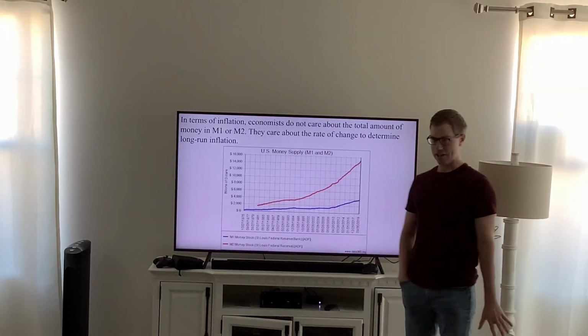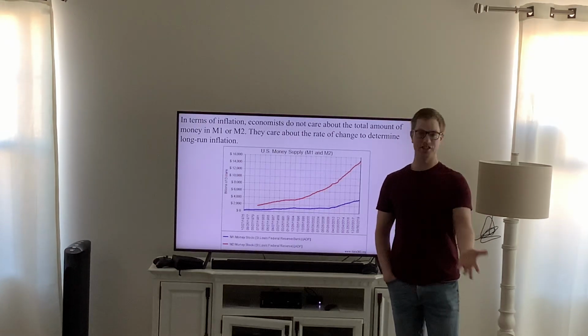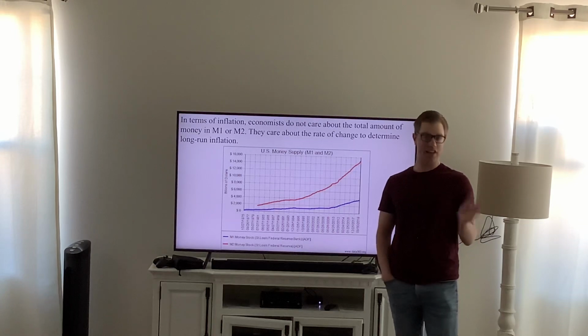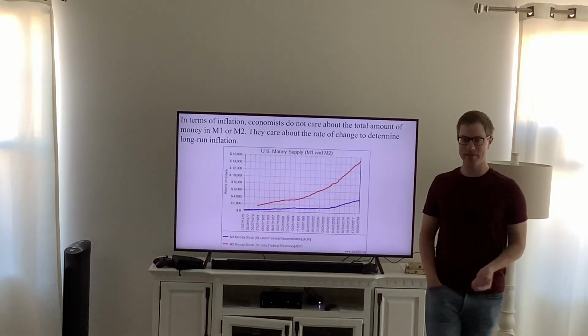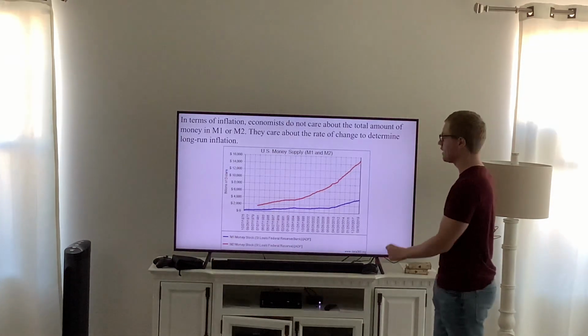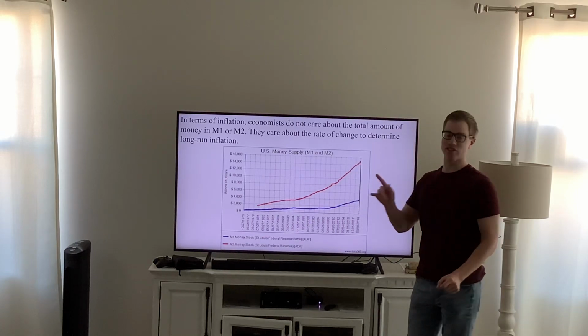In terms of inflation, we don't really care about how much is in M1 or M2. That $3 trillion and $15 trillion in M1 and M2 respectively really doesn't concern economists. What does concern economists is the rate at which it's changing. So the rate at which M1 and M2 is changing, that concerns us.